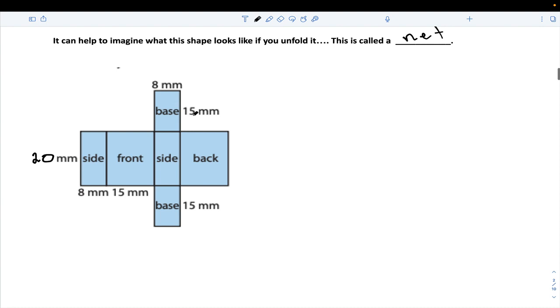Looking at this image, how many different rectangles do you see? I know there's 6 total because I can count. How many different rectangles are there? Talk to your partner for 15. Go.